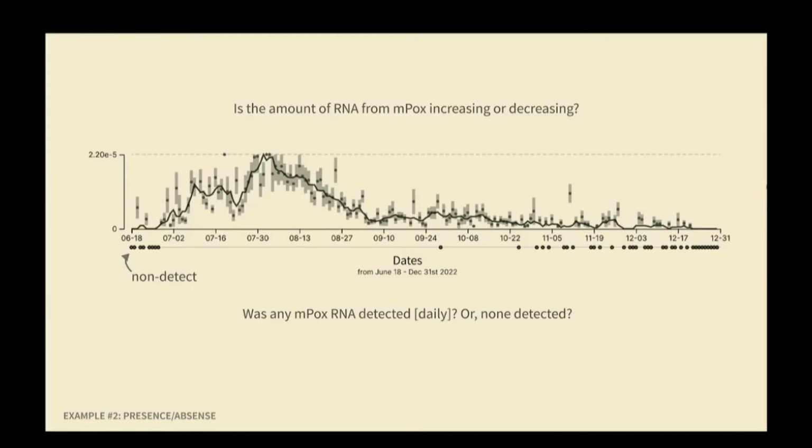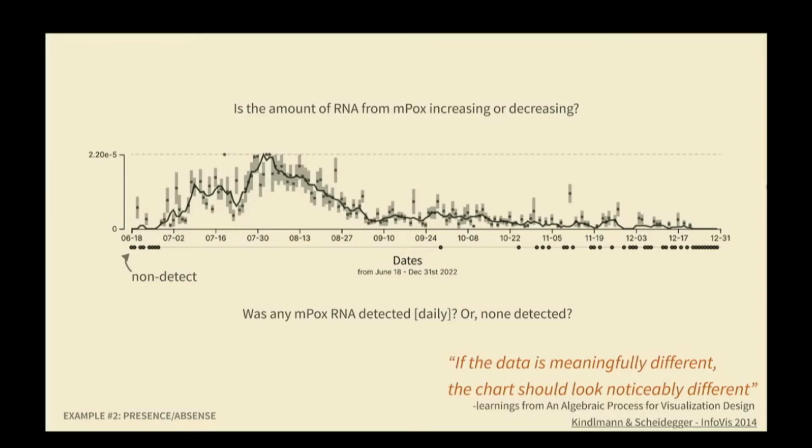But it's really, really important. It should look noticeably different. And so by giving it its own baseline, its own mini chart with an aligned x-axis to the main chart, we could see those non-detects really well. But this isn't the only way to do that.